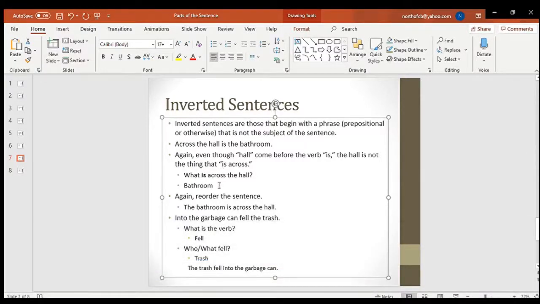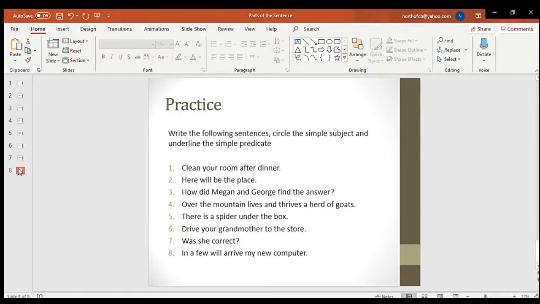So what is across the hall? The bathroom. Okay. What fell into the garbage can? The trash. That's the subject. I'm just realizing that I repeat myself a lot in these lectures. Okay. A little bit of practice.